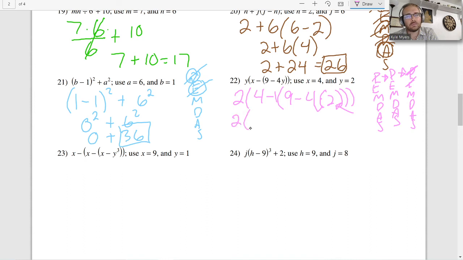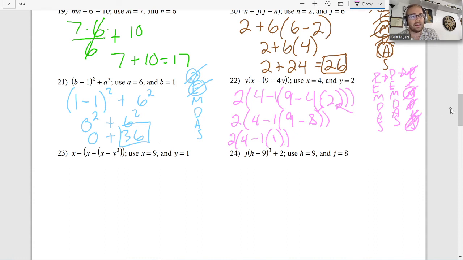All right, so 2, 4, that's 1, 9 minus 4 times 2, that is 8. All right, so that was the M in the PEMDAS. There's no division, and also no addition, but there is subtraction. There we go. So then we have 2, 4 minus 1 times 9 minus 8 is 1. Very cool. So then we have that. All right. Subtraction. Yeah, so that happened.